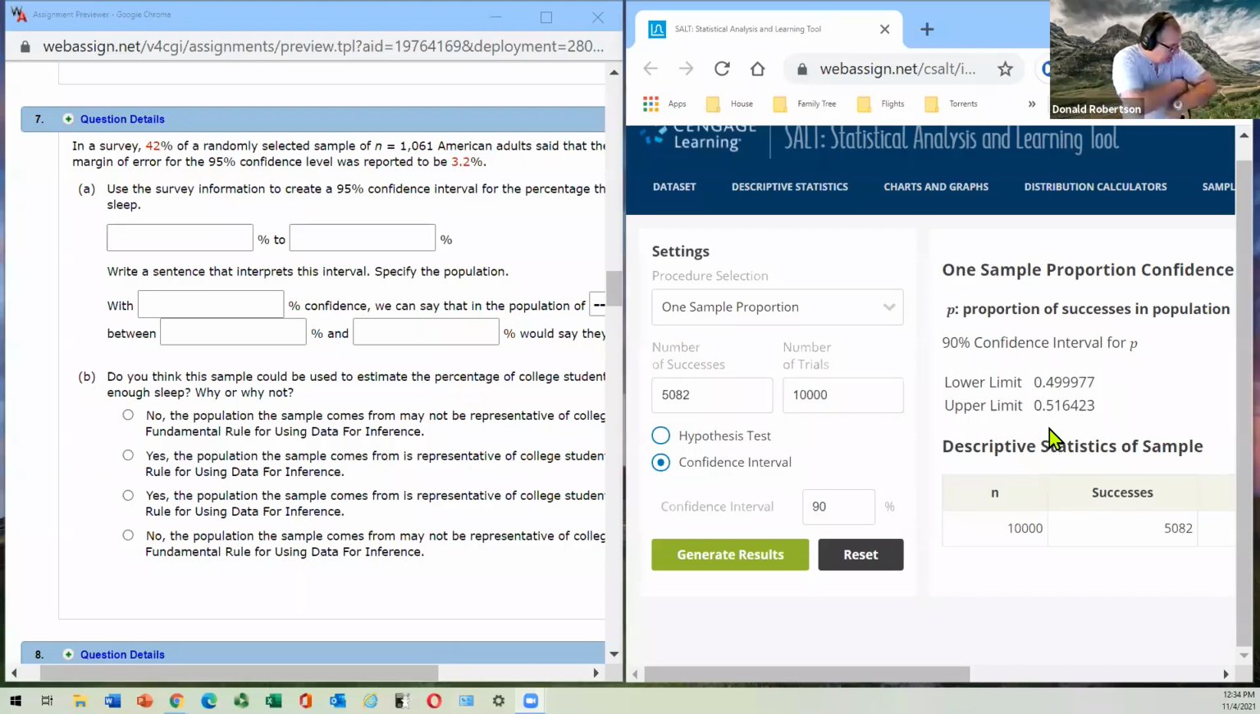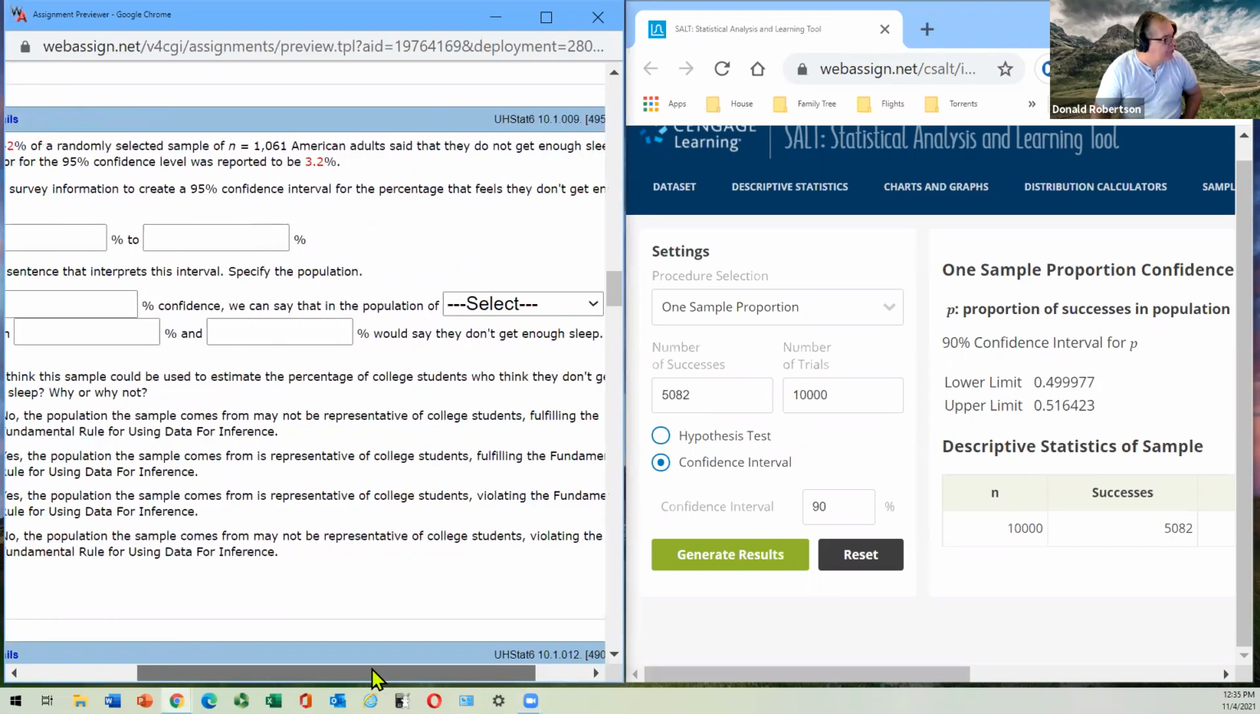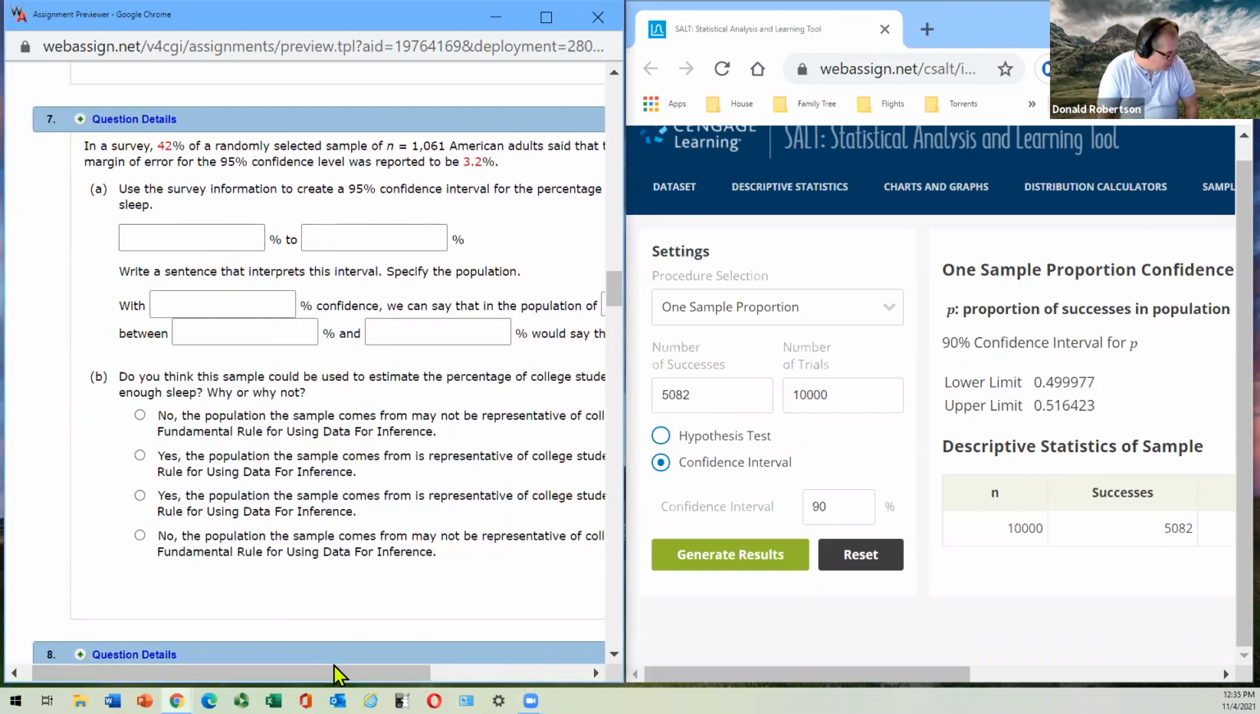Cool. Okay. In a survey of a randomly selected sample of 1,061 Americans, 42% of adults said, what did they say? That they don't get enough sleep. So it's the not-get-enough-sleep people, right? And the margin of error was 3.2%, and that was for a 95% confidence interval. So you want to know what the range is? Isn't it going to be 42 take away 3.2 and 42 plus 3.2? You agree with that?